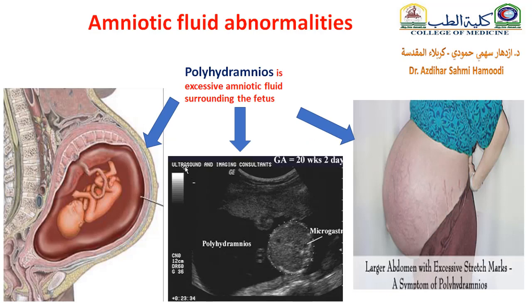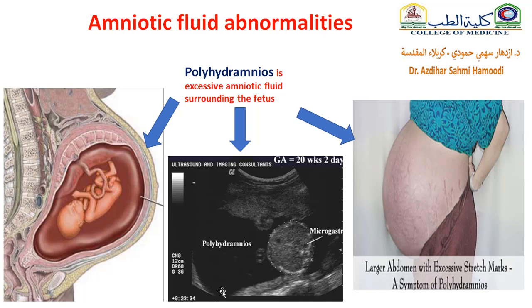This picture summarizes the meaning of polyhydramnios, which is excessive amniotic fluid surrounding the fetus. You see here a large amount of fluid, and the fetus is swimming in it. You see the large abdomen and excessive stretch marks, striae of pregnancy, symptoms of polyhydramnios. And this ultrasound picture also shows polyhydramnios.